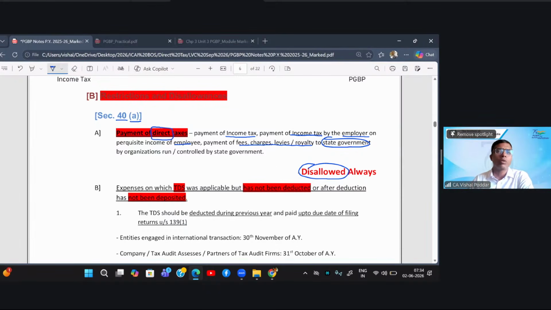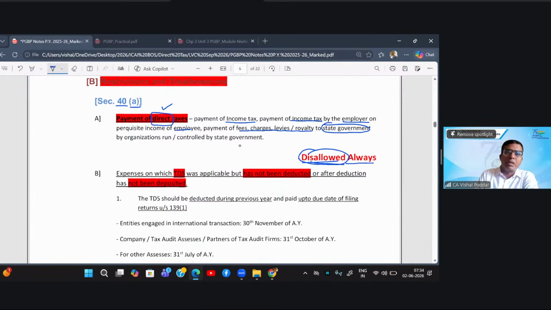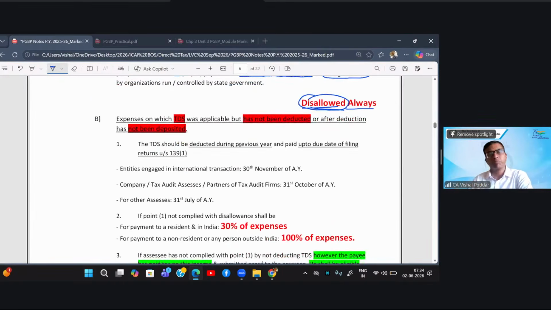But right now, for direct tax, there is a straight away disallowance. That is why I've written it is always disallowed. Disallowed means PGBP head will not allow you to debit direct tax or to claim direct tax as a deduction while computing your PGBP income. Fine. This was a simple and straightforward restriction.